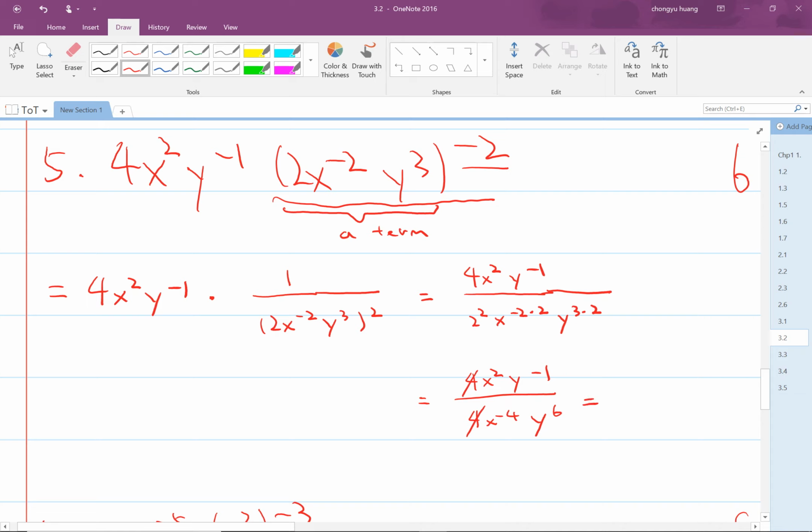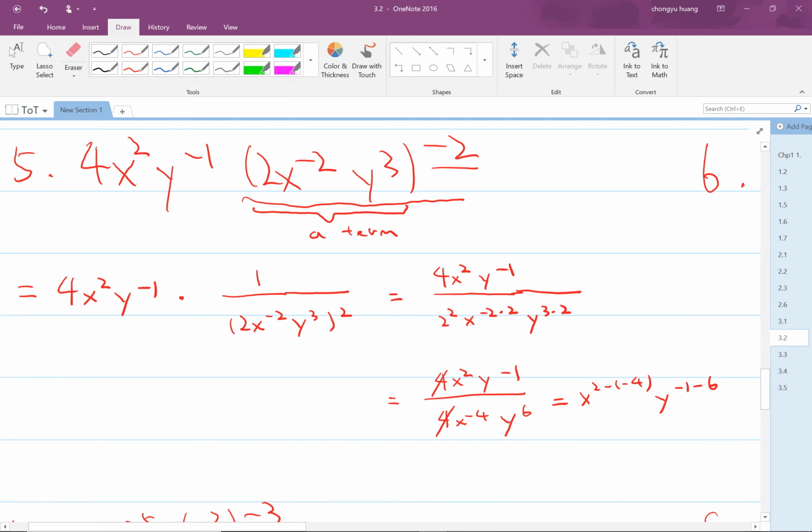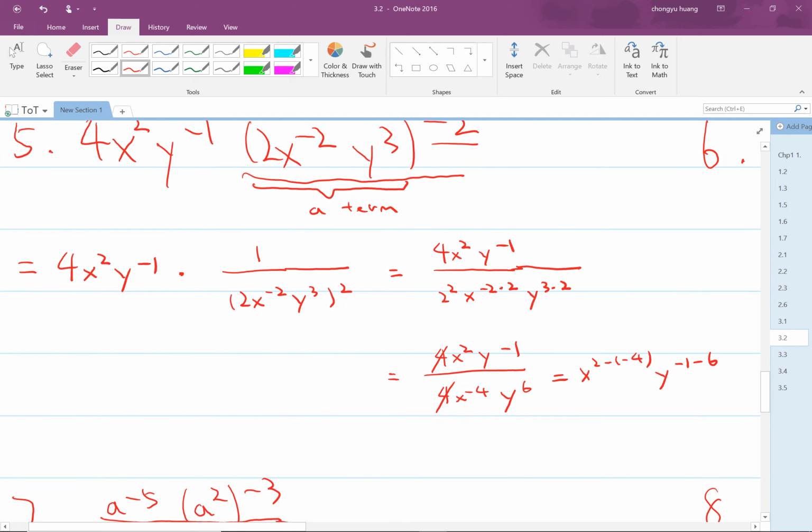Let me write down the detail. You can cancel those terms. Over here, x is 2 minus negative 4, and y is negative 1 minus 6. So we are on our last step of this question. x: 2 minus negative 4, 2 plus 4 is going to be 6, and y: negative 1 minus 6 is going to be negative 7.